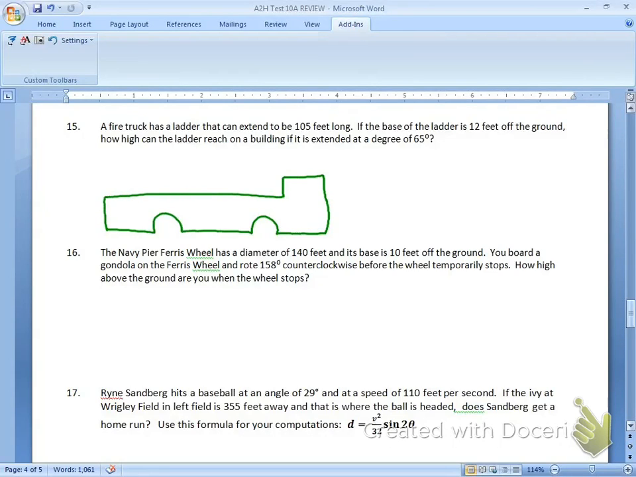I should have done it in red. That would have made more sense, Miss Teal.